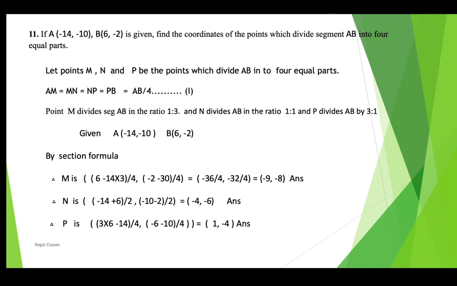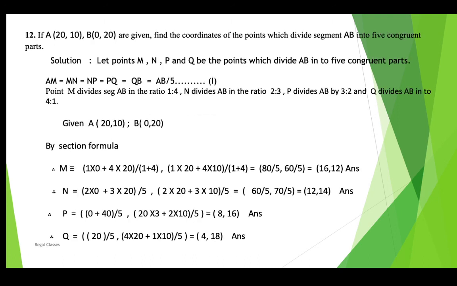Similarly, divide into 4 sections, 4 parts. So it's AM, MN, NP equal to PB. So there will be 3 points, and each distance will be AB by 4. So M divides 1 is to 3, N divides it 1 is to 1, and P divides into 3 is to 1. Once you are there, slowly apply the formula on AB and you get M, N, and P. Need to be careful with calculations.